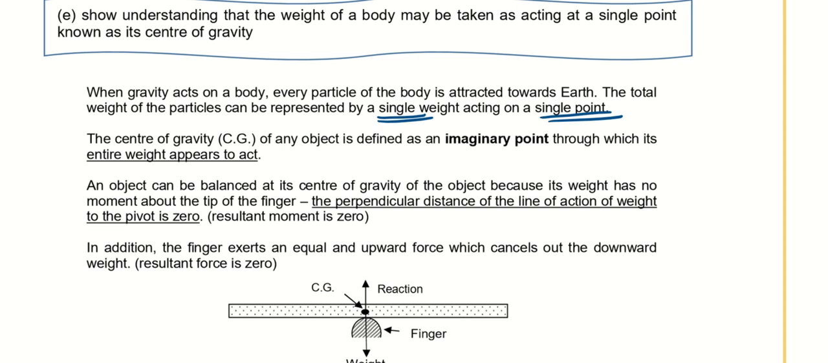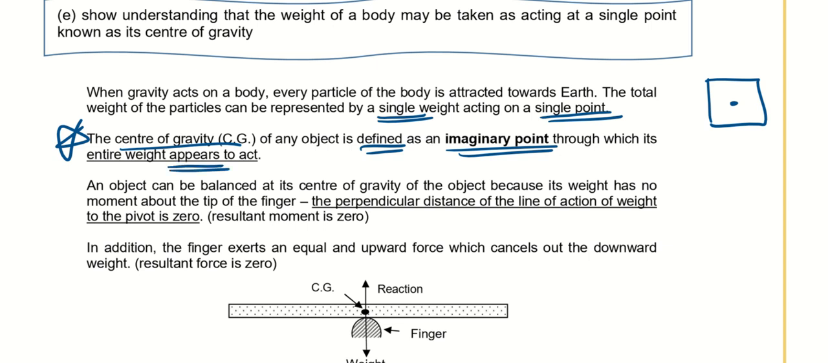Although every part of the body is pulled down by gravity or attracted by gravitational force, this total weight of the object can be represented by just a single weight acting at a single point. So this is what we mean by center of gravity. It is actually defined, so this is a definition, as an imaginary point. It's not really there. If it's a regular object, then it must be in the center. That's why it's called center of gravity. It's defined as an imaginary point through which its entire weight appears to act.